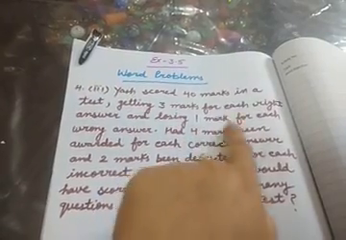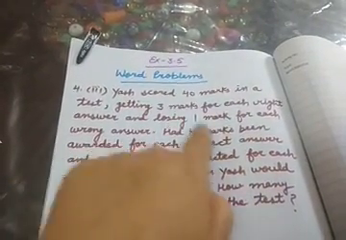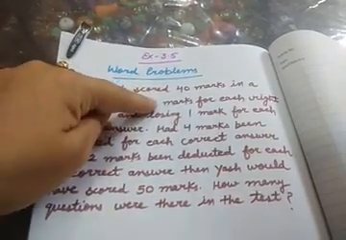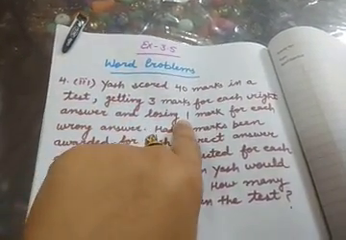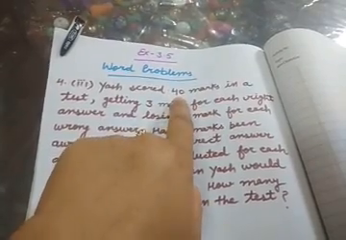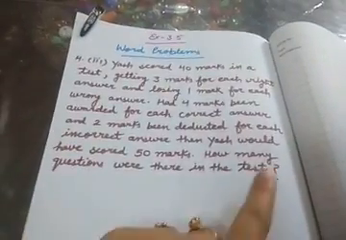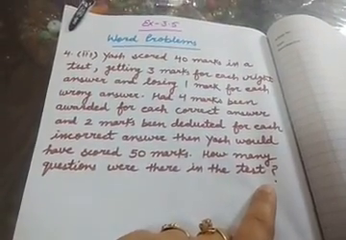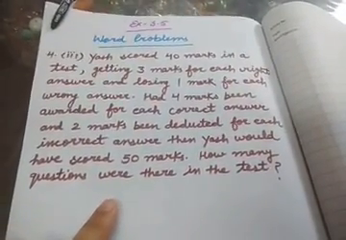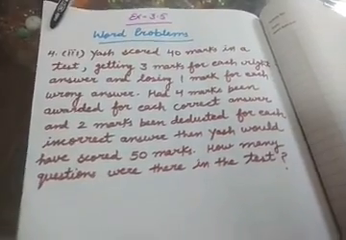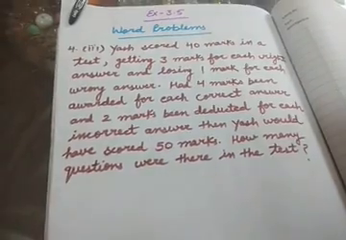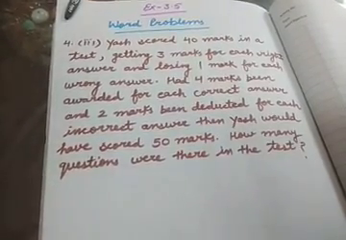If he is obtaining marks in this way, then the total score is 50. But if he was scoring marks in this way, then his score was 40. Now, how many questions were there in the test? So, you have to tell how many questions were there in the test. We want to find that, so we suppose how many questions were there in the test.